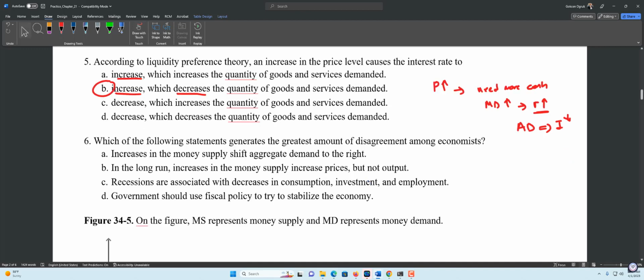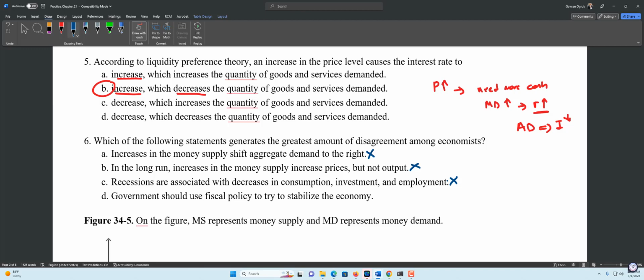Question number 6. Which of the following statements generates the greatest amount of disagreement among economists? First one, increases in the money supply shift the aggregate demand curve to the right. In the long run, increases in the money supply increase prices but not output. That's not correct either. Most people agree that an increase in prices in the long run creates inflation but not economic growth. Recessions are associated with decreases in consumption, investment and employment. Yes, there is some disagreement, but this is not the common one.